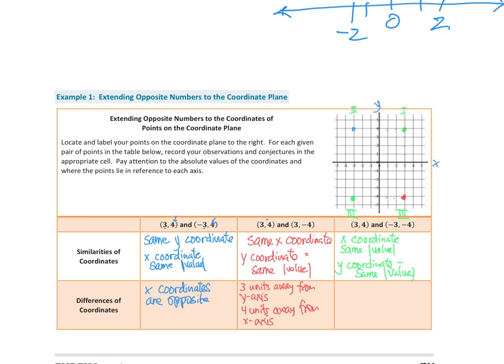Okay, so that part's good. Then it says, what are the differences? Well, both the x and the y are opposite numbers. Both x and y, meaning in each set, 3 and -3 are opposite, and 4 and -4 are opposite numbers. Okay, got it.